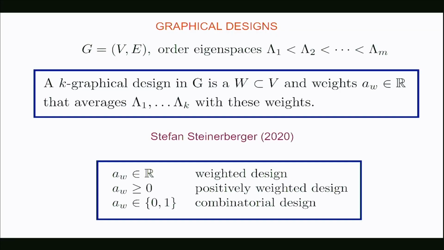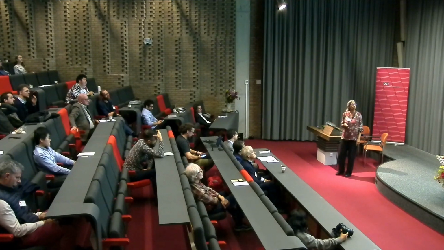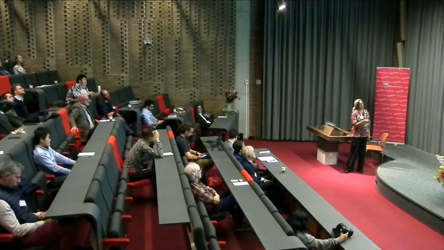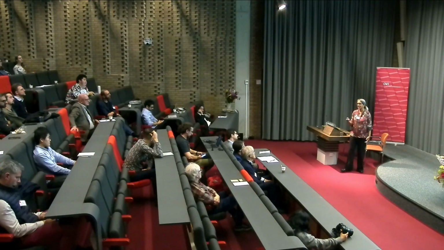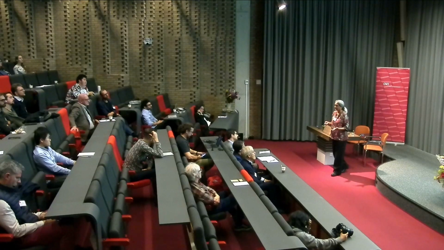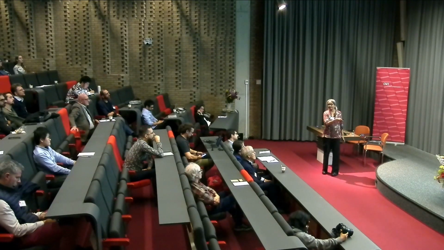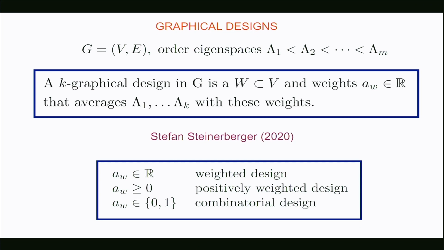They don't like negative weights typically. More interesting, or much more interesting, for them would be positively weighted designs, where the weights are non-negative. And then if you're a combinatorialist at heart, you might look for a 0-1 weight or a uniform weight. In reality, you'll see that this last one, while very appealing combinatorially, is quite restrictive. And so the middle one seems to be the right balance. Okay, so we want to look for non-negative weights that can average the first K eigenspaces. Okay, so that's a K design.